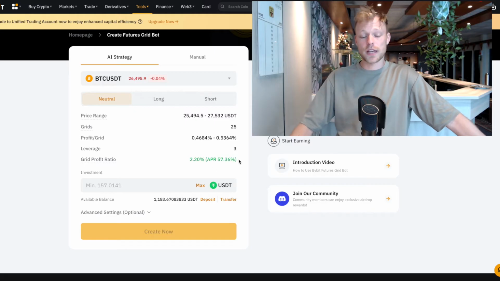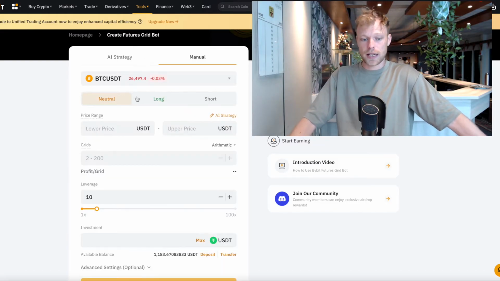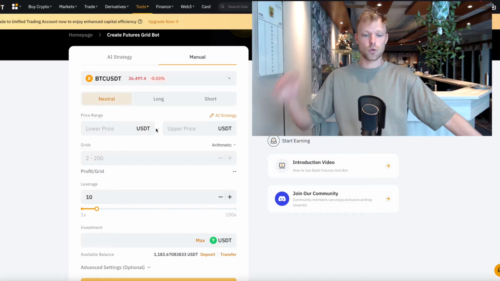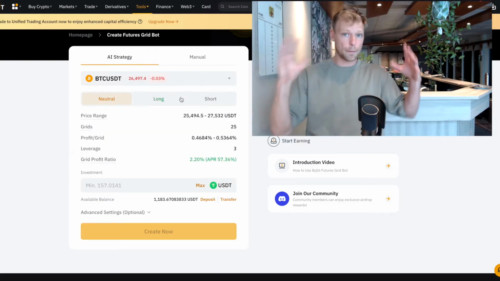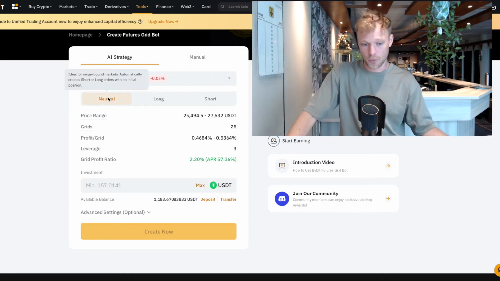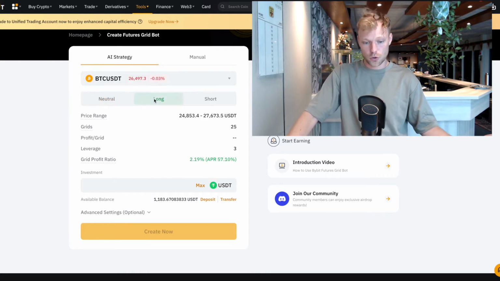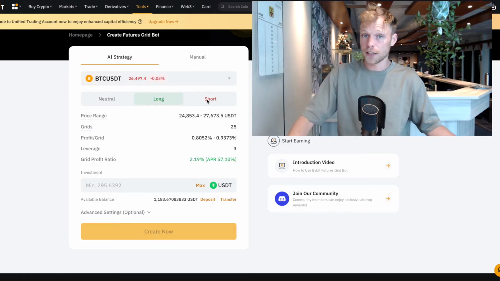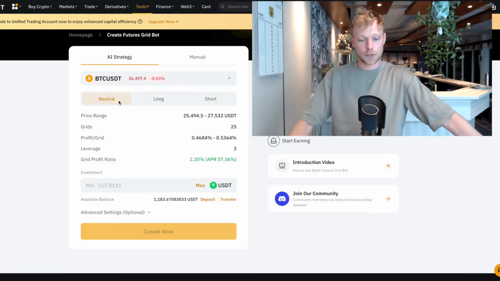Then you can choose here again if you want to use an AI strategy or if you want to set the parameters manually. I would personally choose an AI strategy. Then you can click on neutral if you want to long or short both, and you can click on these ones if you only want to long or only want to short. We are going to do neutral right here. Then you can see that the price range is already predetermined by the artificial intelligence.